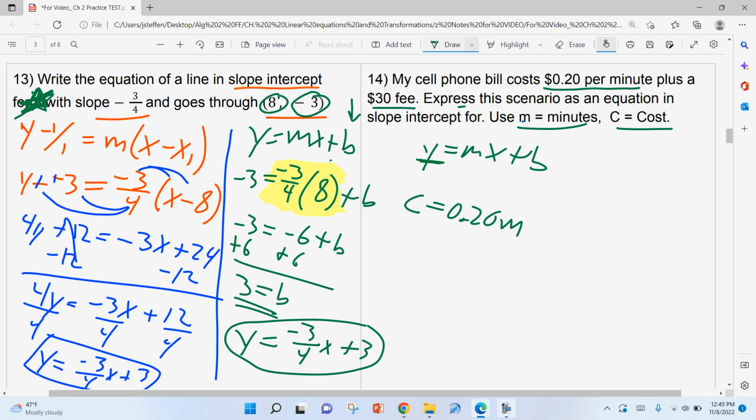So 1 minute is 20 cents. That's not too expensive. But if you do 1,000 minutes, then it gets a little bit more expensive. So that's the variable, that's what changes. It depends on how many minutes you talk. That's what makes your total cost go up or down. Because of this $30 fee, it doesn't matter whether you talk 1 minute or 1,000 minutes, it's going to be $30. So $30 and then 20 cents per minute. That's why you're multiplying that 0.2 by m.